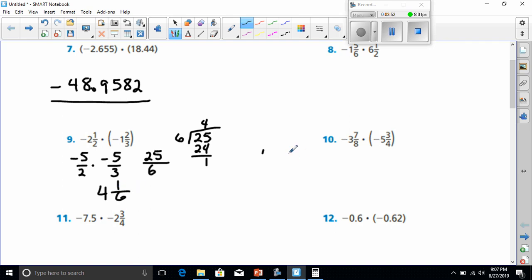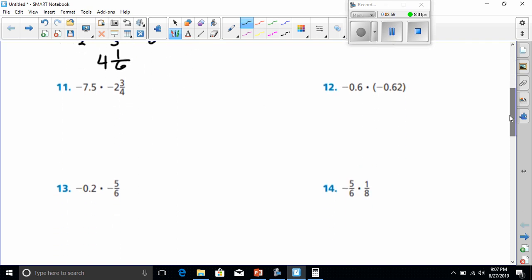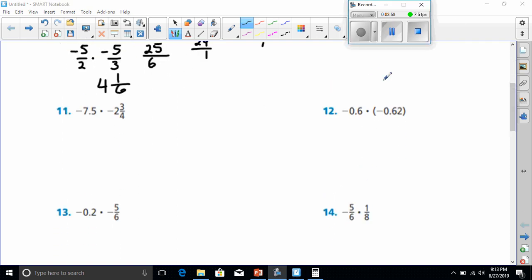All right, and we're off to number 11. We got negative 7.5 times negative 2 3/4. Well, let's turn these into fractions so we can go ahead. Remember, we cannot take decimals and combine them with fractions, so we're going to turn this one into a fraction so we can get an answer that's a fraction.